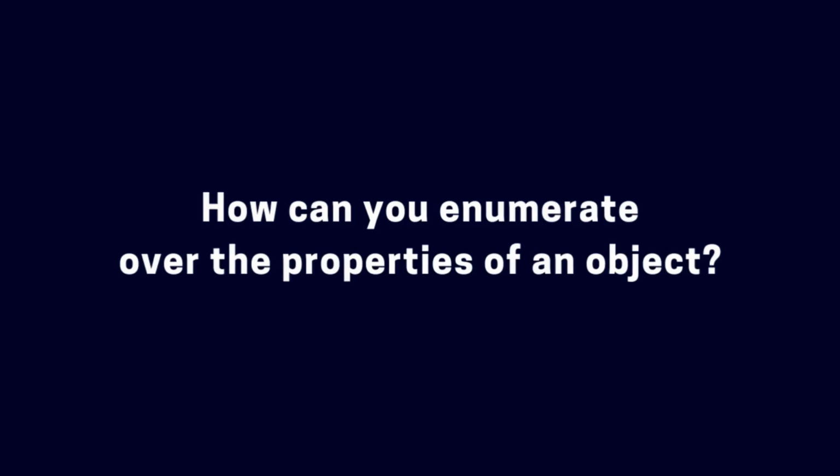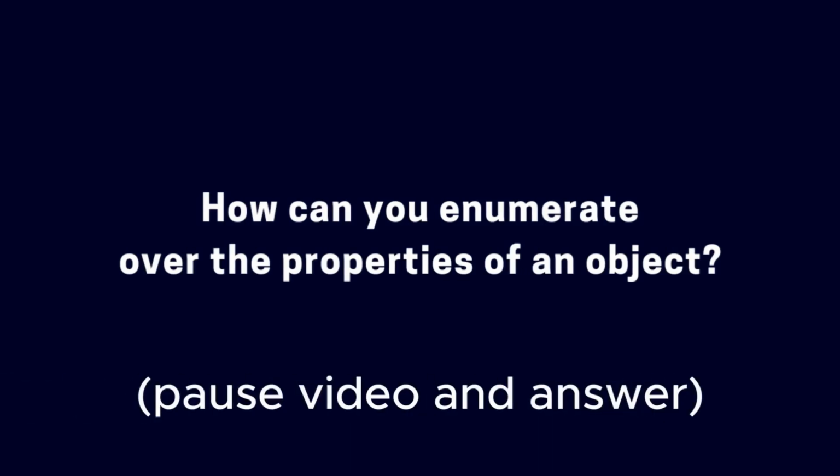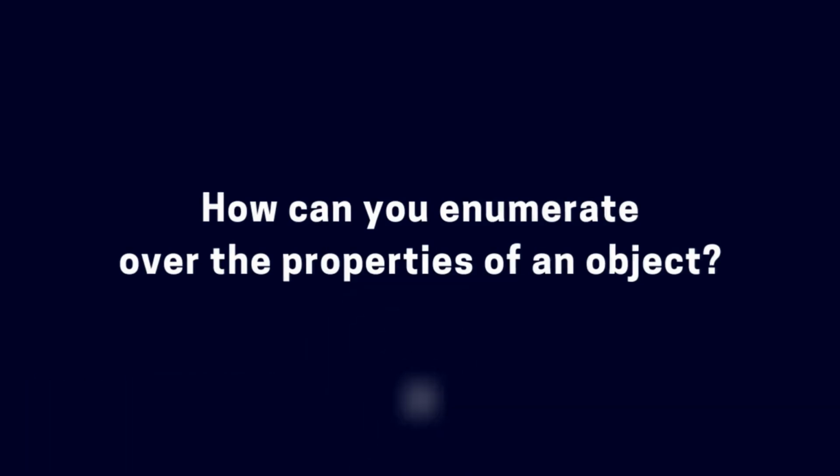How can you enumerate over the properties of an object? There are different ways to enumerate over the properties of an object. One way is you can use the for-in loop to iterate over the keys of an object. We can also use the built-in Object class. For example, iterating over the keys with Object.keys, enumerating over the values with Object.values, and enumerating over the properties with Object.entries.